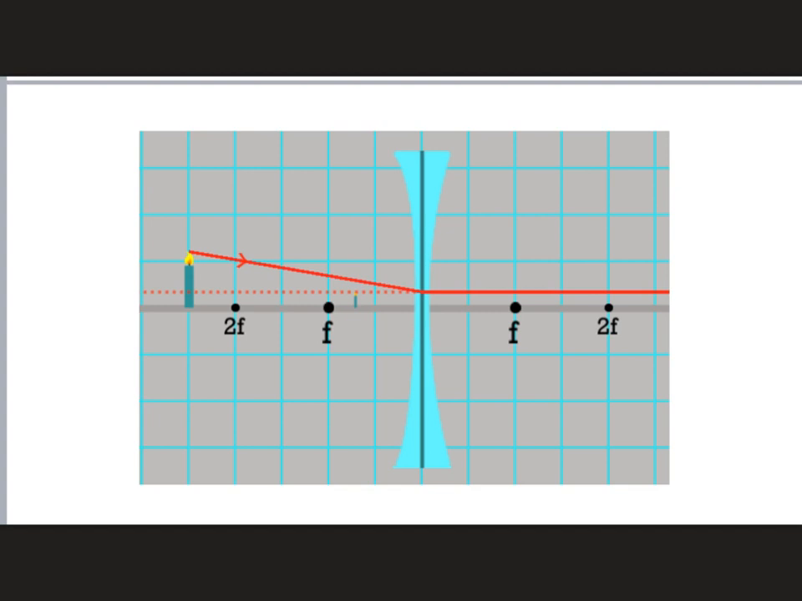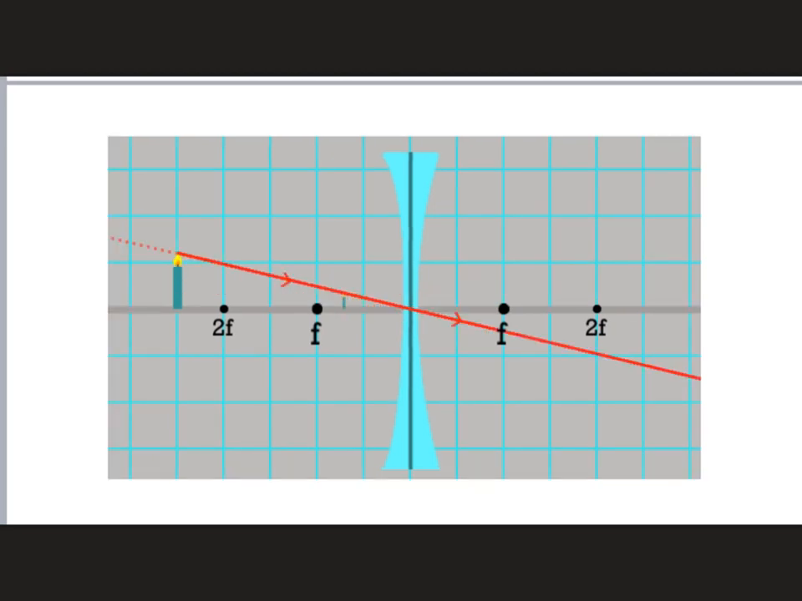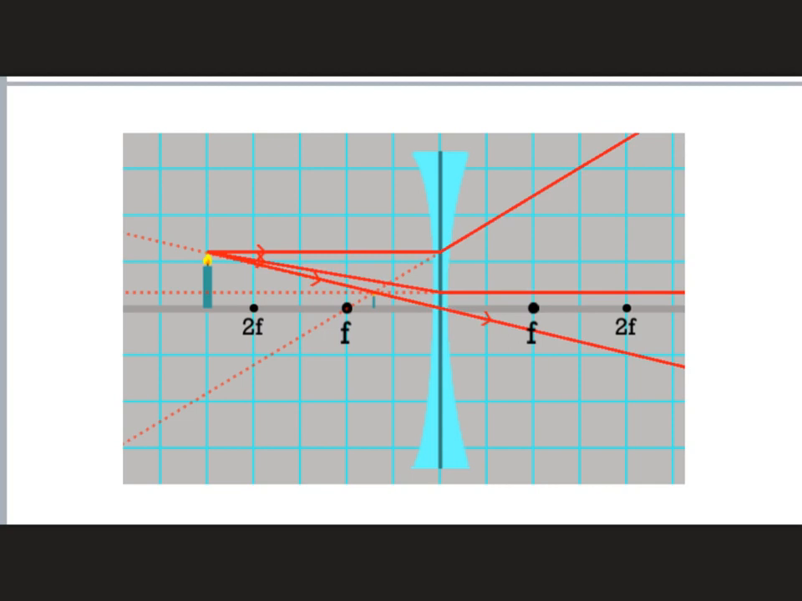I like the one that's much easier, the one that goes straight through the center. As with all of these lenses, the one that goes straight through the center just goes straight through, and that one's just darned easy to draw. But if we put these all together, we can see all three of these rays. The parallel ray diverges from the focal length here. The one that's going to the focal length on the other side comes out parallel. And the one through the center just goes straight.